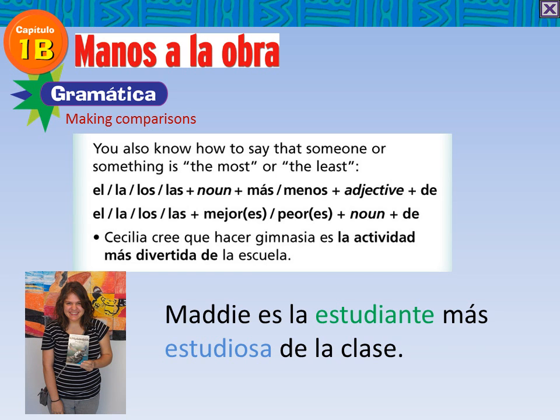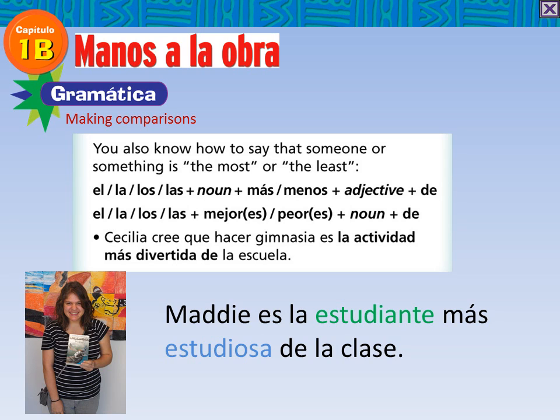So for these, you're talking about the student that is the most something in a class. So we have an article, el, la, los, or las, plus the noun, so something like estudiante o persona, and then you can either use más o menos to describe if they are more or less, plus an adjective and the word de. You can also do this with the words mejor y peor, which are better or worse. So our example here is Maddie es la estudiante más estudiosa de la clase. So this means Maddie is the most studious student in our class.